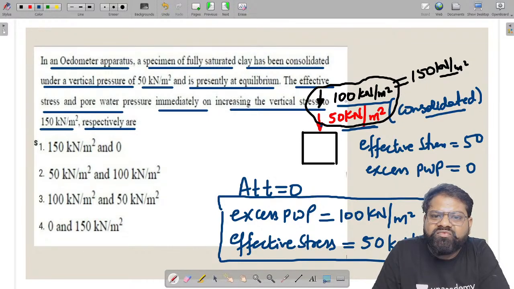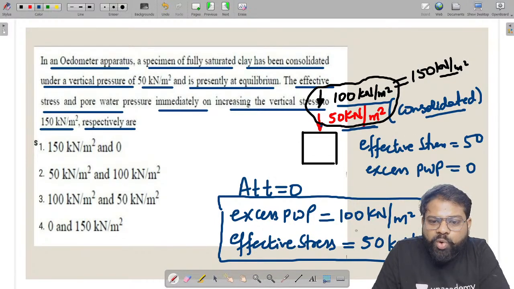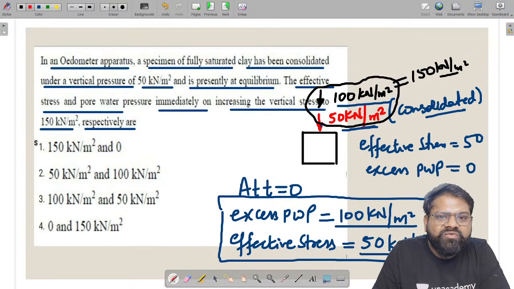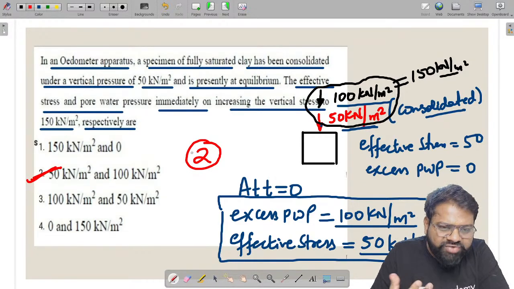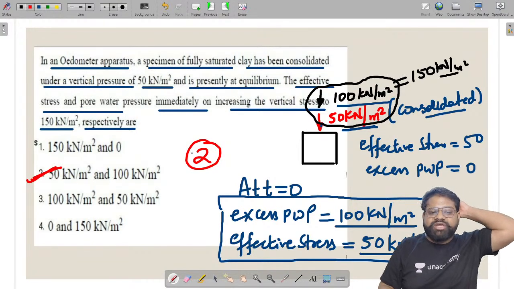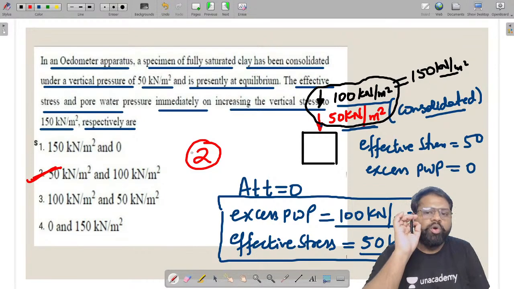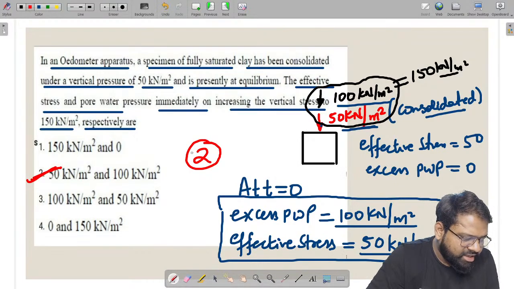after the application of 100, that is total 150 kilonewton per meter square, the excess pore water pressure is 100 and effective stress is 50. He is asking first effective stress is 50 and excess pore water pressure is 100. So the correct answer of this question would be 2. Most of the students have done this question wrongly, but the second option is the correct option. So I hope you are understanding, and this is a very beautiful question which came in the GATE examinations.